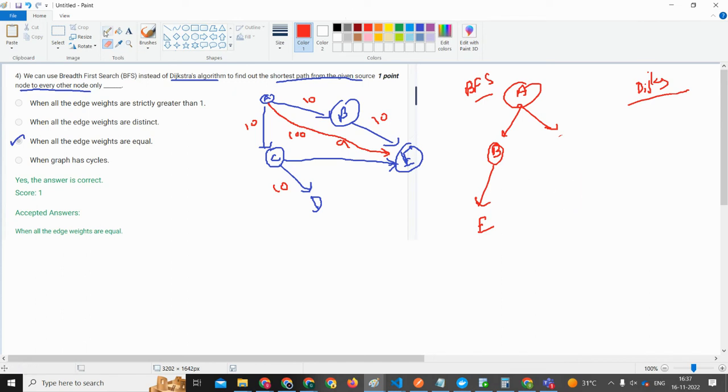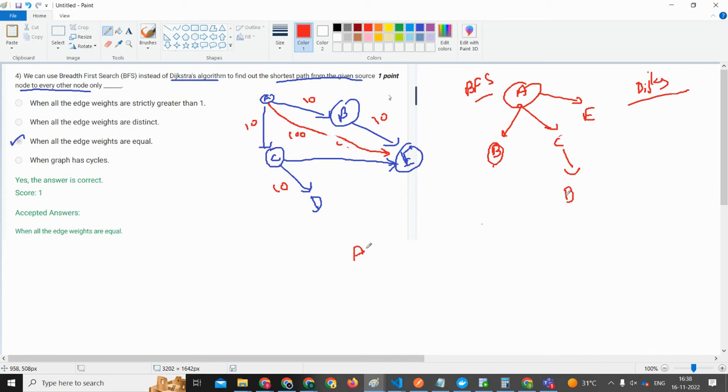Now, how does BFS work? A has three neighbors. A to B, then A to C, and then the other direct edge, A to E. Now E will be erased. Next you explore B; C is already explored. Now coming to C, C to D. So you get D, right?